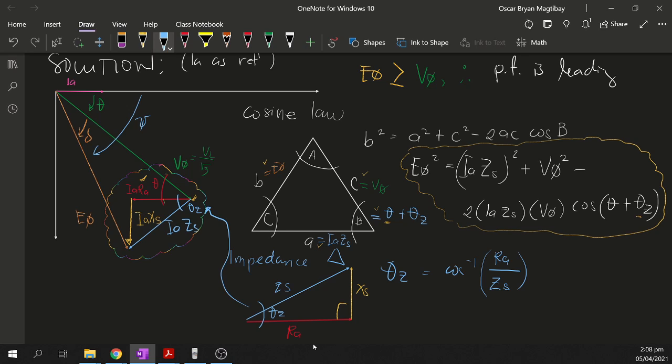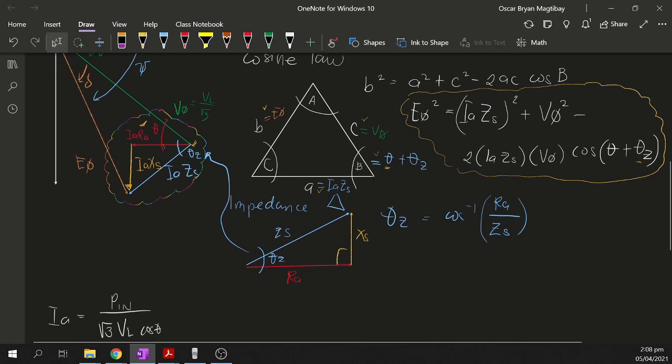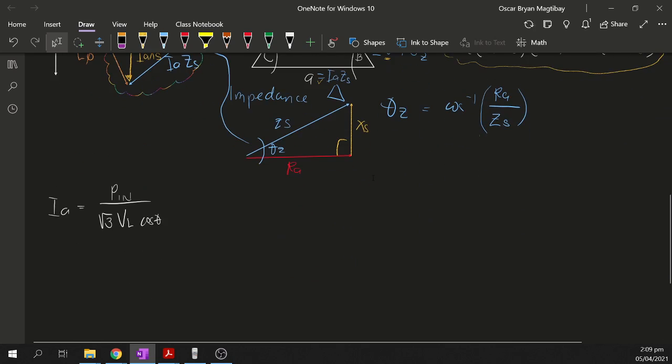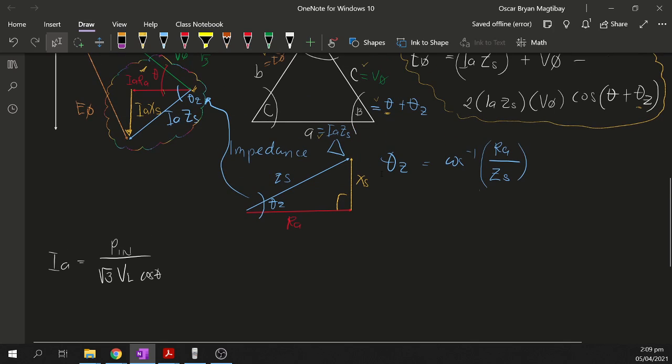So pwede na natin, sir, makuha. At pag finormulate natin to, parang pansin ko magkakaroon lang tayo ng isang variable. So paano natin masosolve yun? So to start with, we need IA. Paano natin makuha si IA? IA is equal to P in over square root of 3 VL cosine theta. Sir, wala pa tayong cosine theta. Okay lang. Bakit? Gagamitin natin itong equation na to later on pang substitute kay E phase.